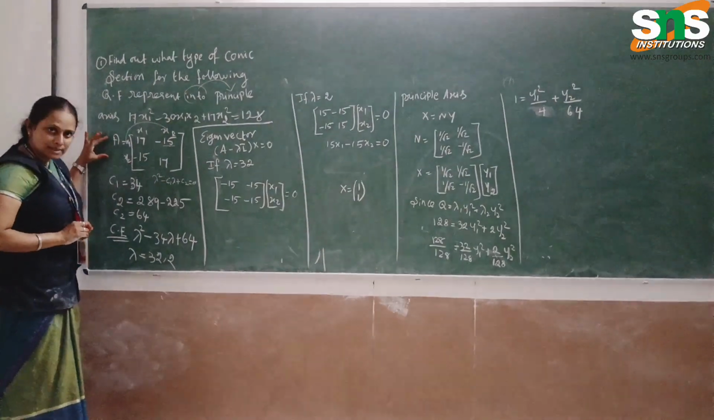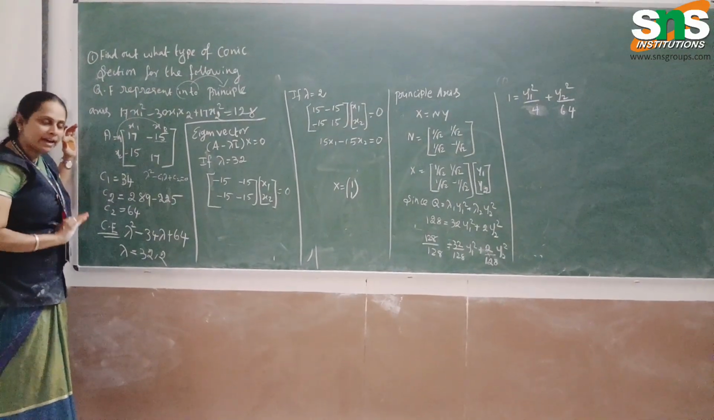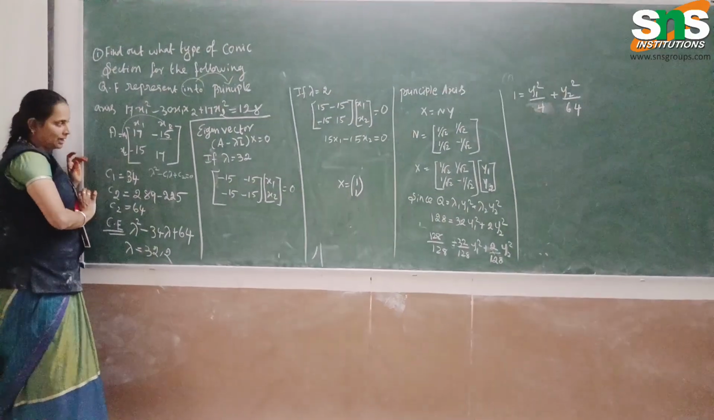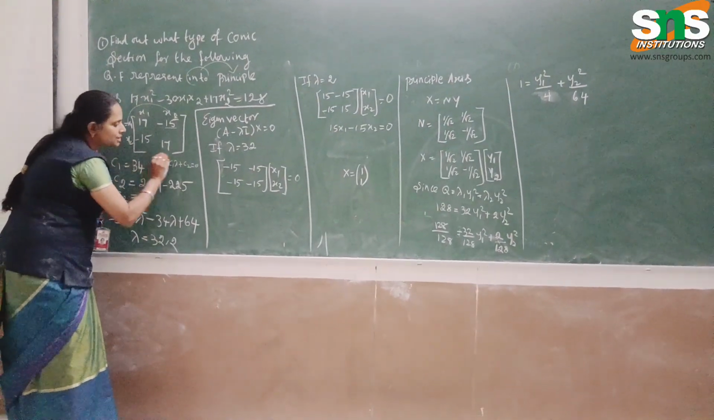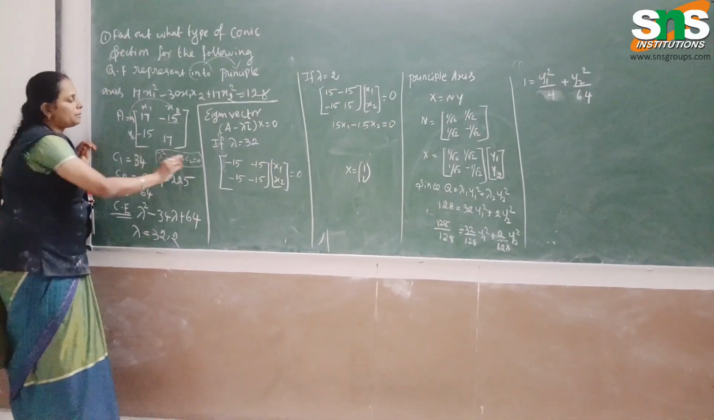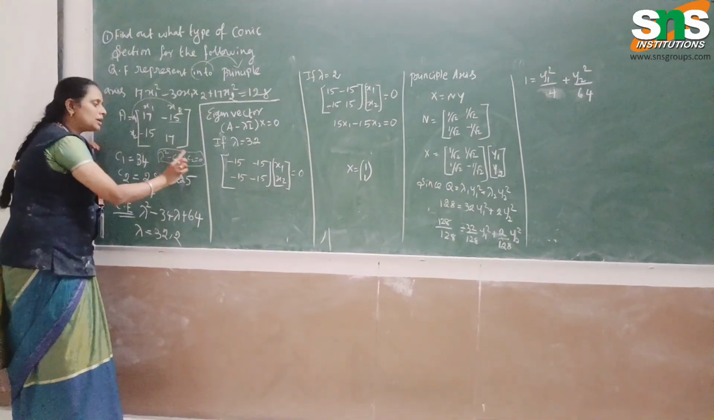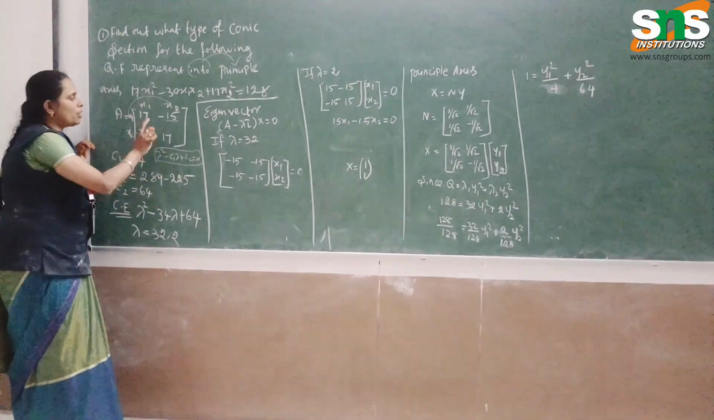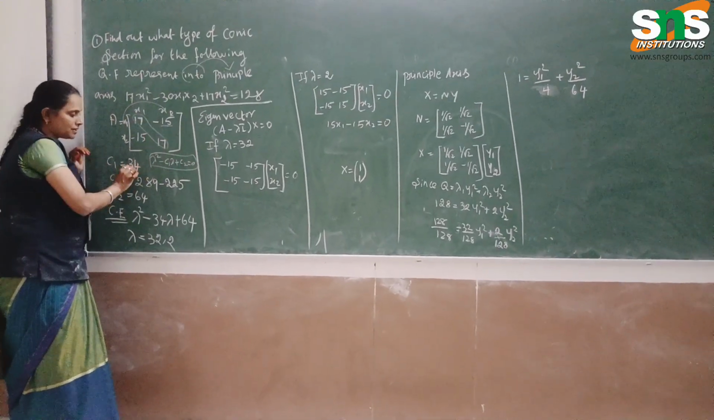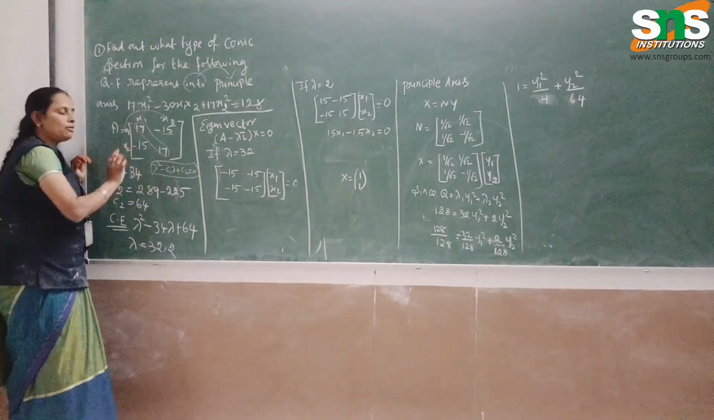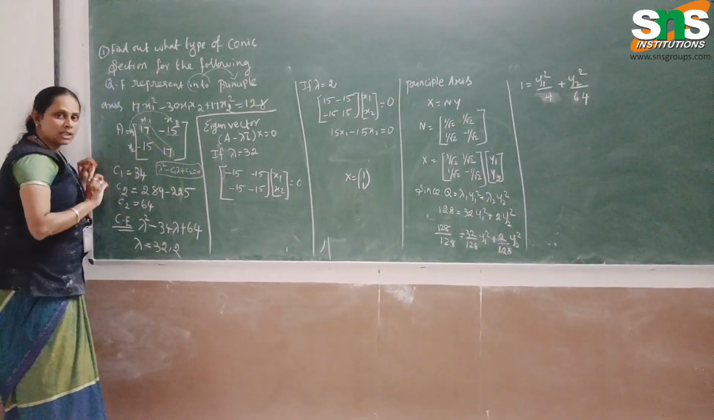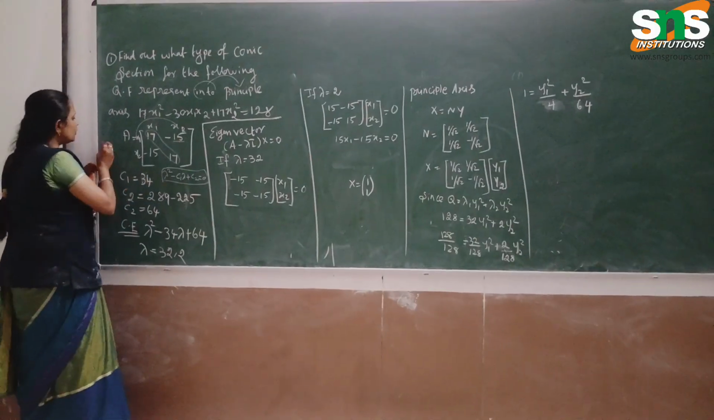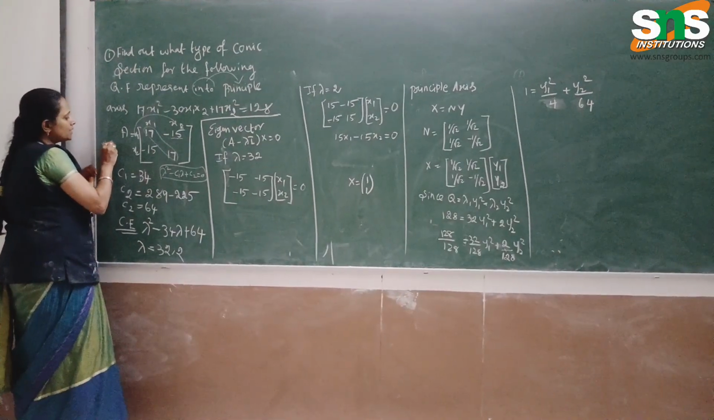If a matrix is given, we have to find the eigenvalues and the eigenvectors. In this problem it is a 2 by 2 matrix, so the characteristic equation is lambda square minus c1 lambda plus c2. We can find c1 and c2. c1 is the sum of the diagonal elements, that is 17 plus 17 is 34. How can we find c2? c2 is the determinant of A. In a 2 by 2 matrix, the determinant of A is ad minus bc.